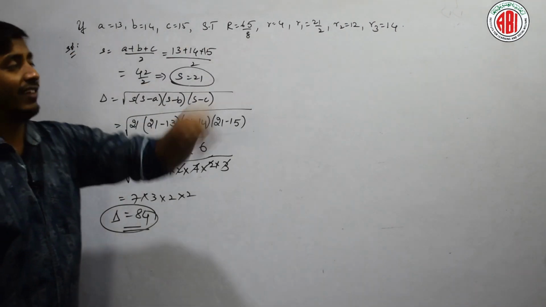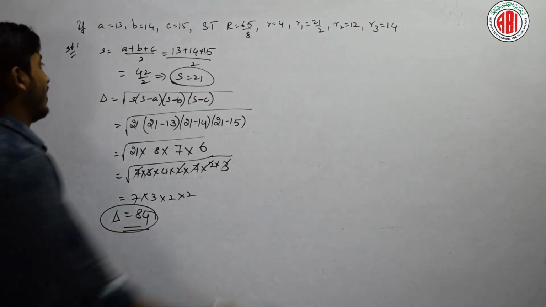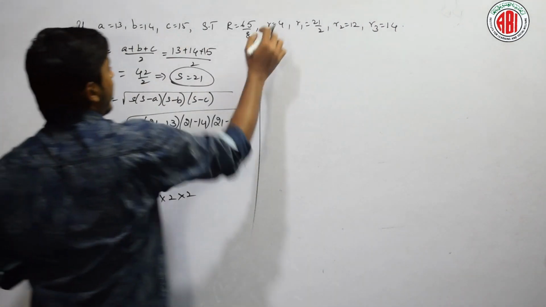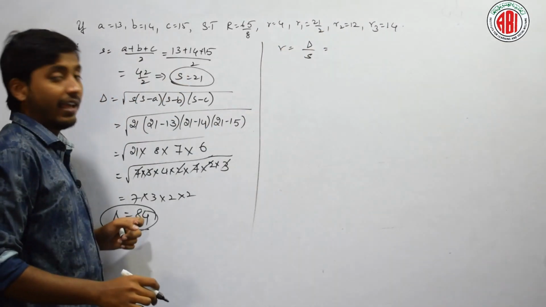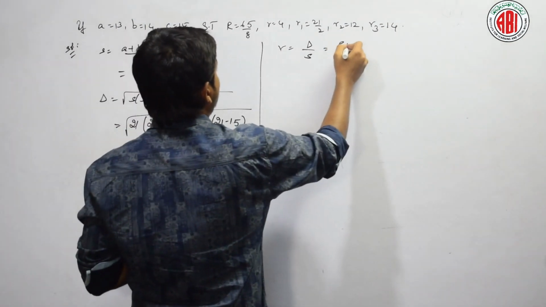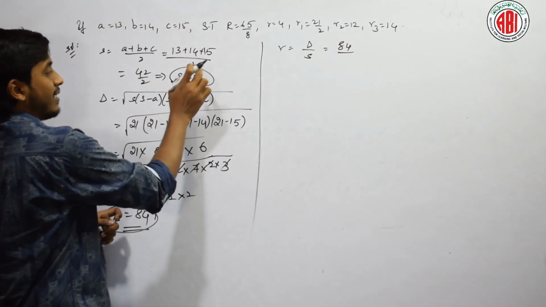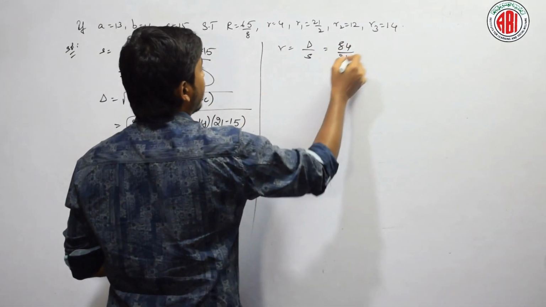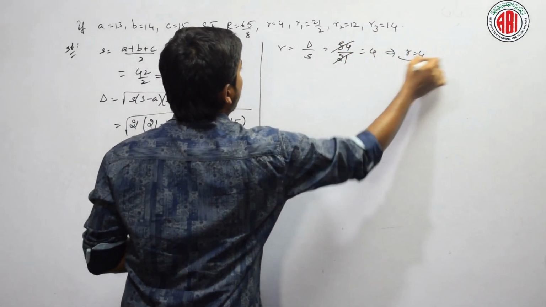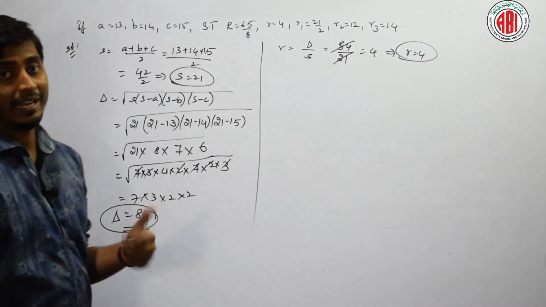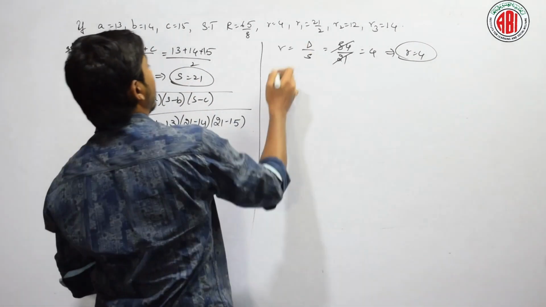Can I find all the values now? Isn't it? Okay, let us do it now. What is R? R is delta by S. What is the value of delta? 84 by, what is the value of S? 21, that is 4. Therefore, R value is 4. Done. Clear?